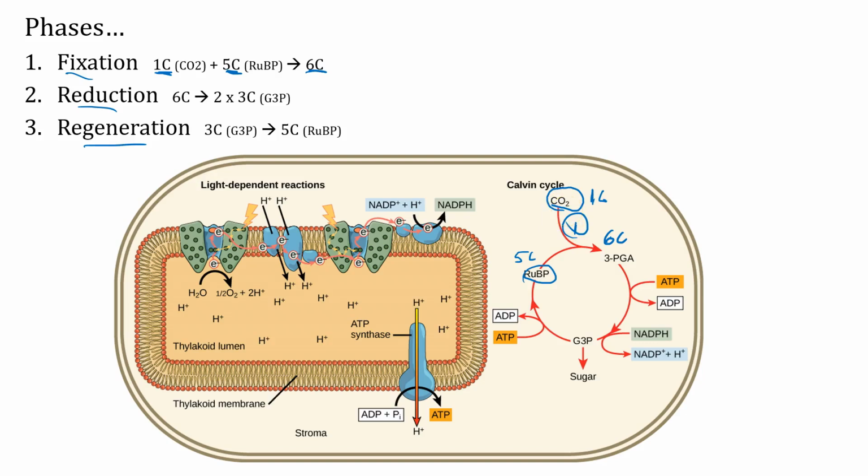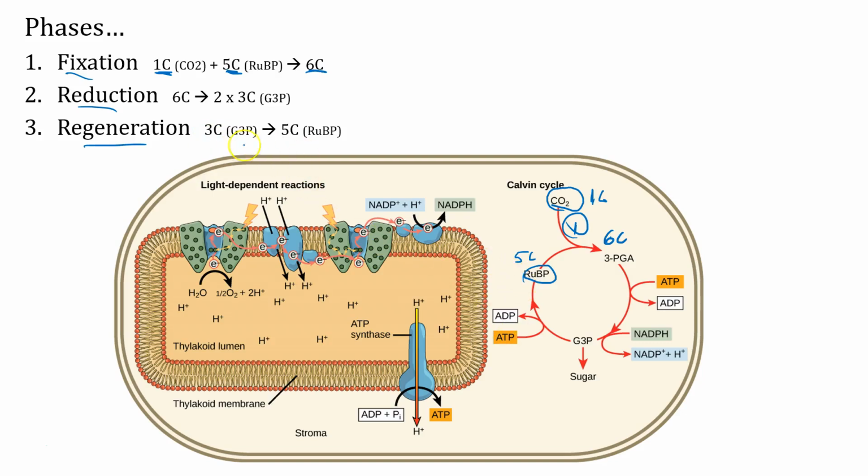So how cool is that? Plants can just take this gas that's all over the place in the atmosphere, and 1 carbon at a time, 1 CO2 molecule at a time, piece by piece make a sugar molecule. I think that's pretty cool.